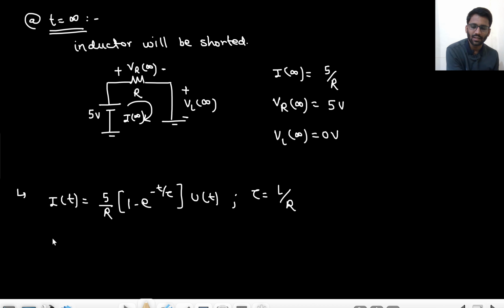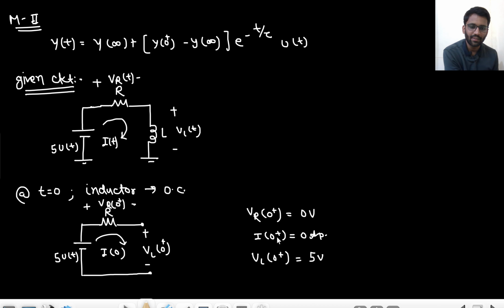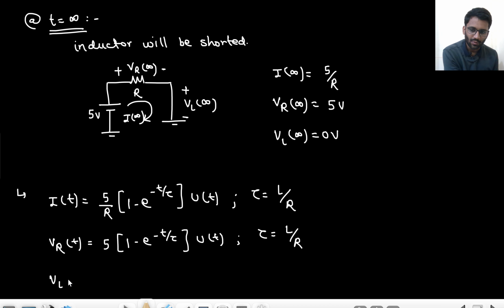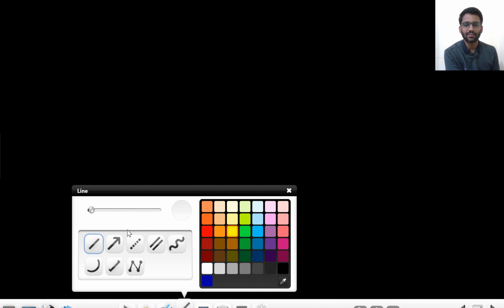Okay. So this is i(t). What about VR(t)? So initially VR(t) was also 0, and it is rising from 0 to 5 volt. So 5 into 1 minus e to the power minus t upon tau u(t), right? And time constant being L by R. What is VL(t)? Initially it was 5 volt and going down to 0. 5 into e to the power minus t upon tau u(t), and tau equals to L by R. Okay, we can make the graphs.